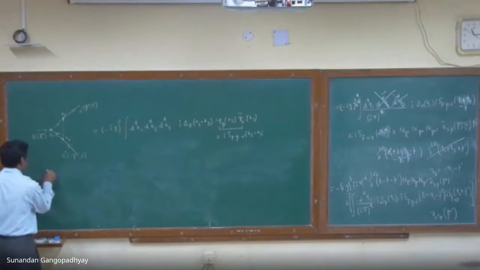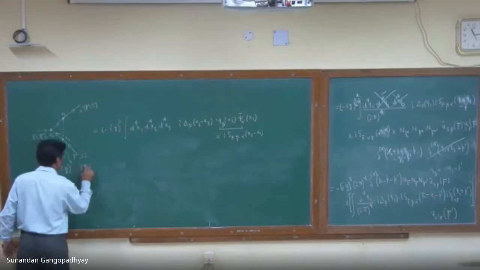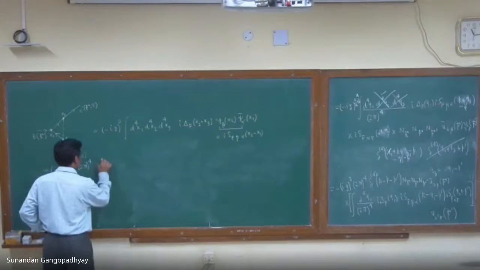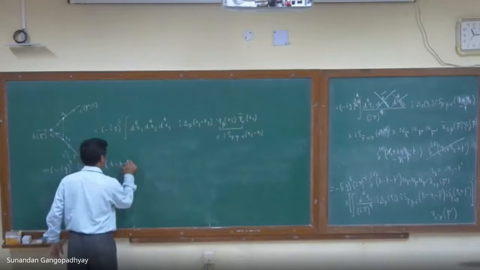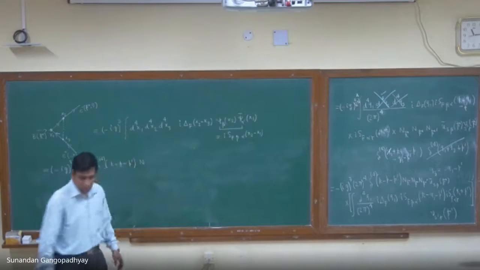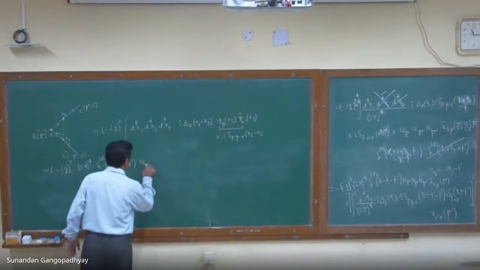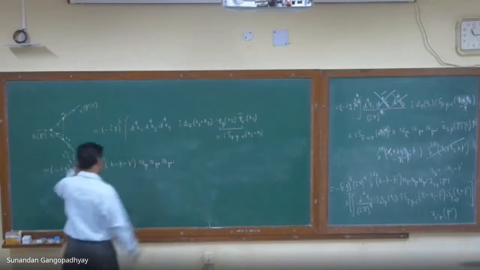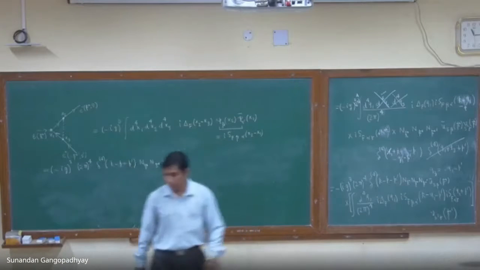So what we have obtained is the following: minus ig whole cube, 2 pi whole to the power 4, delta 4, k minus t minus t prime, and then we have these factors. So I've written nk, np, np prime. Now comes the important thing. Now you see what we shall do.